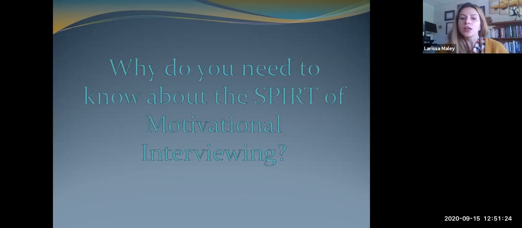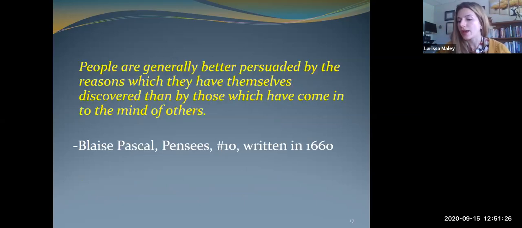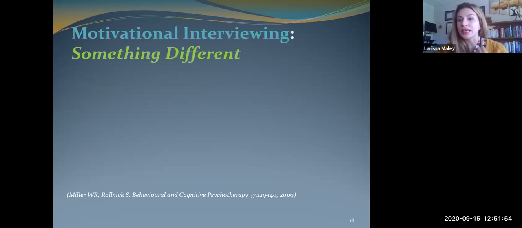So let's talk about the spirit of MI and why that's important and where this fits into using the stage of change model. So I like this quote, which actually comes from 1660 by Blaise Pascal, which says, "People are generally better persuaded by the reasons which they themselves have discovered than by those which have come to the mind of others." And this was true then and is true now, and especially true in regards to why we change. So if it's not meaningful to them and it's not coming from their rationale, it's going to be less effective.